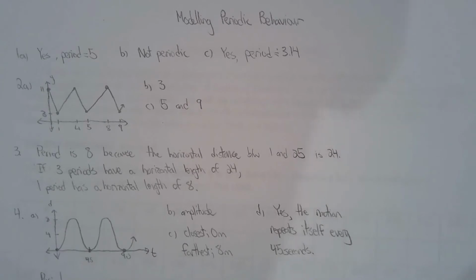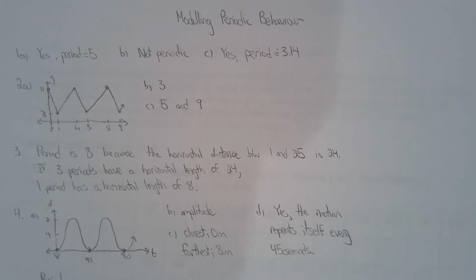It just keeps going on and on and on. That's the beauty of periodic behavior. It's very predictable. All right, so for 3, the period is 8, because the horizontal distance between 1 and 25 is 24. So if 3 periods is a horizontal length of 24, then proportionally speaking, 1 period has a horizontal length of 8.